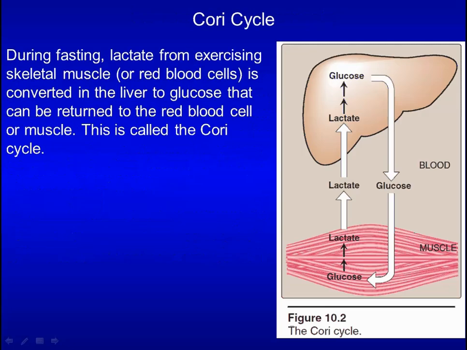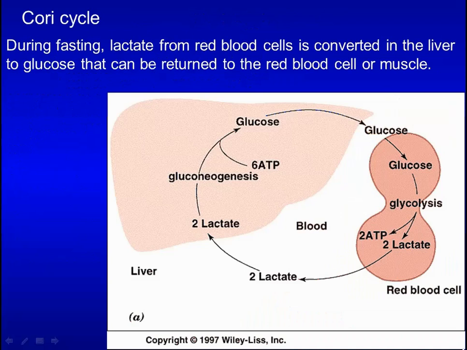Here is the Cori cycle. This is the liver, and this is muscle. During fasting, lactate from exercise in skeletal muscle or red blood cells is converted in the liver to glucose that can be returned to the red blood cells or muscle. This picture shows you the Cori cycle occurring between the liver and the red blood cells.